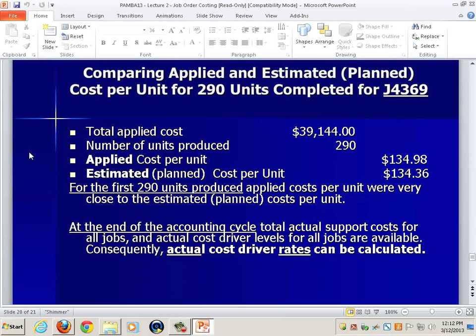How are we doing? Are we close to our estimated target when we bid the job? Let's assume that we weren't close. Let's assume that this number, instead of being $134, would be $180 per unit. Then we say, now wait a minute. In the first 290 units that we are doing, we have huge cost overruns compared to what we estimated, compared to what we based our bid on, right? Our price is based on this, right?